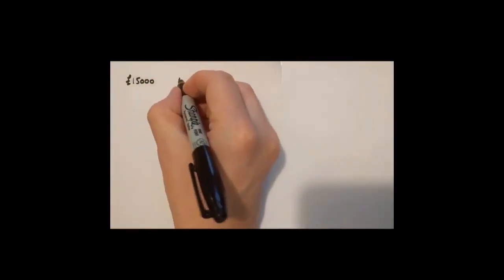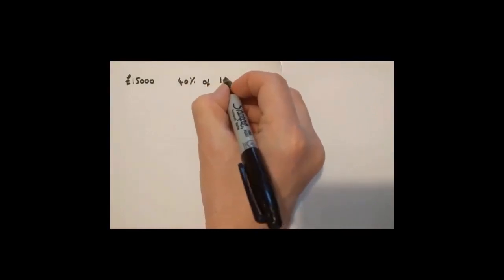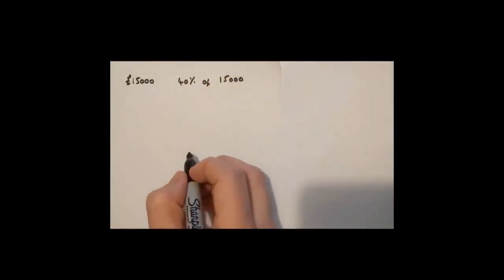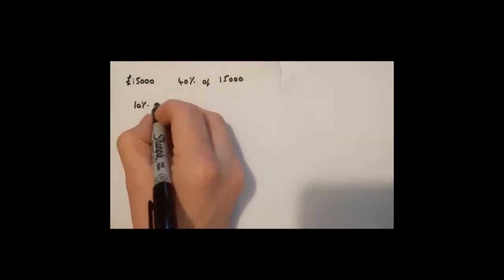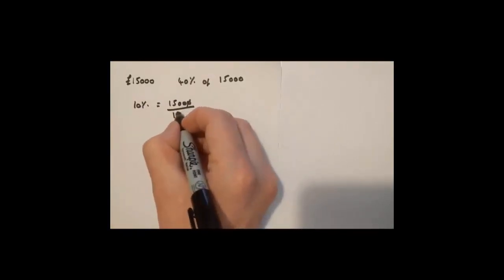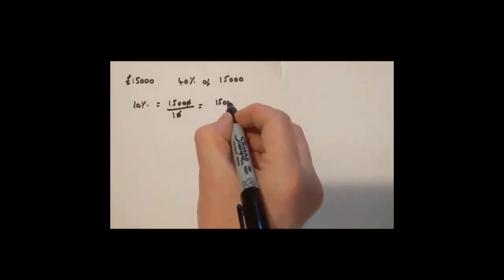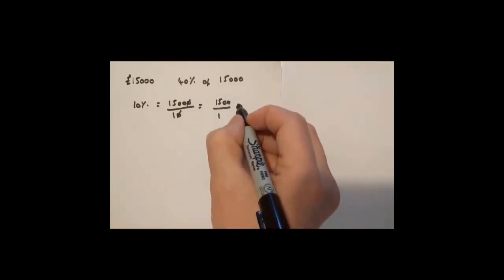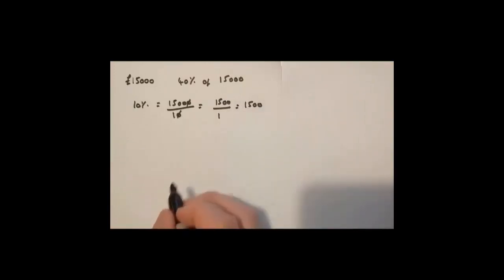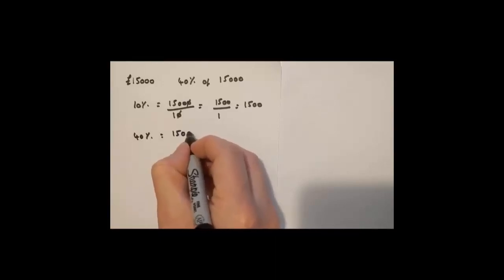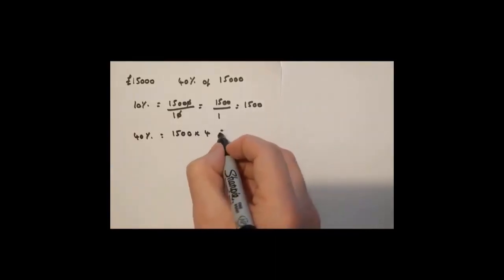In this question, we know that Kerry's take-home pay was £15,000, and we also know that she spent 40% of her take-home pay on rent. So we need to take the 40% off the 15,000. So to work out 40% of 15,000, we do 10%, and to get 10% of something, we divide by 10. So 15,000 divided by 10 is £1,500. So 10% is 1,500, and therefore to get 40%, we need to multiply 1,500 by 4, and 1,500 multiplied by 4 gives us £6,000.